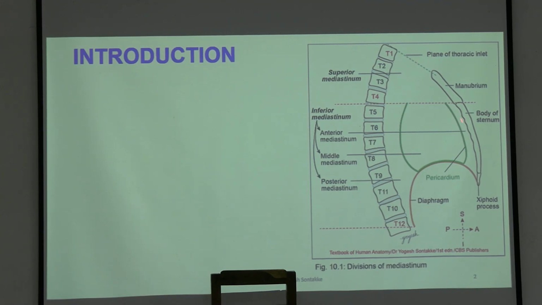This is the inferior mediastinum. Again, the inferior mediastinum between the sternum and the pericardial sac, in which we will get the heart, is the anterior mediastinum. Within the pericardial sac, middle mediastinum. Behind, we are getting the posterior mediastinum.